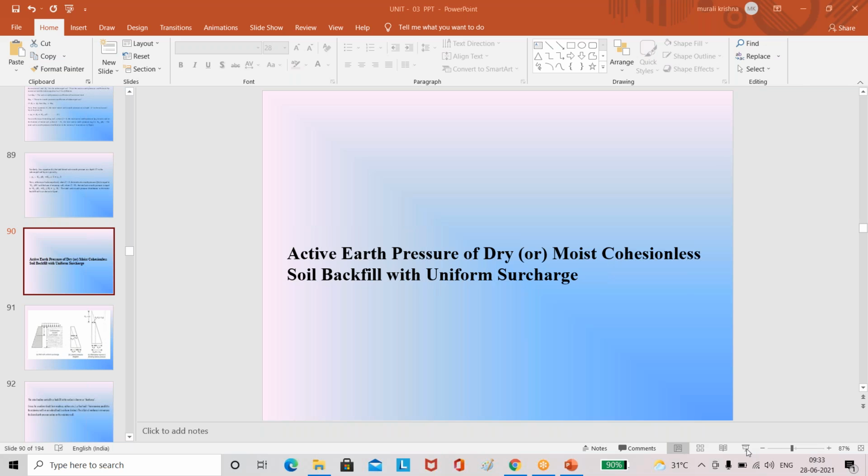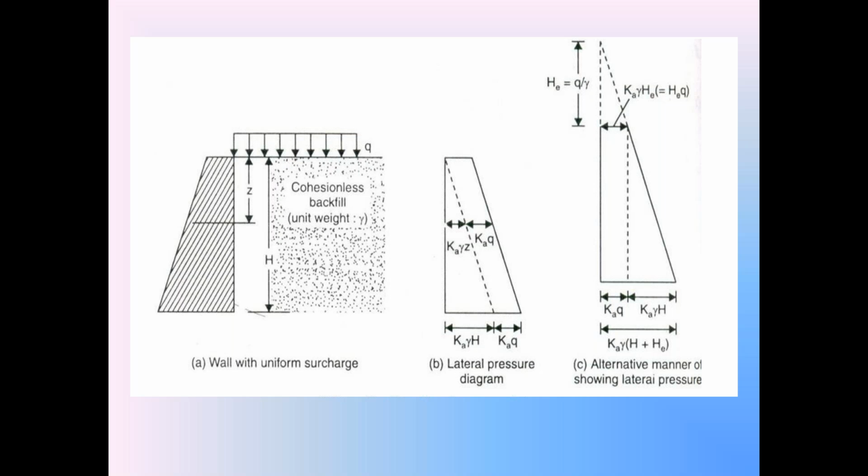First, understand what is meant by surcharge acting on the backfill. Surcharge is the uniform pressure. So, check the diagram. First diagram, please. Here, the retaining wall is supporting the backfill. H is the height of the retaining wall.